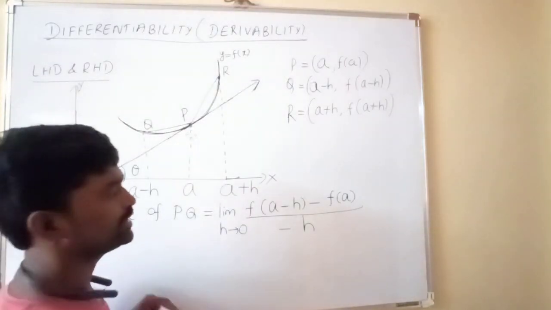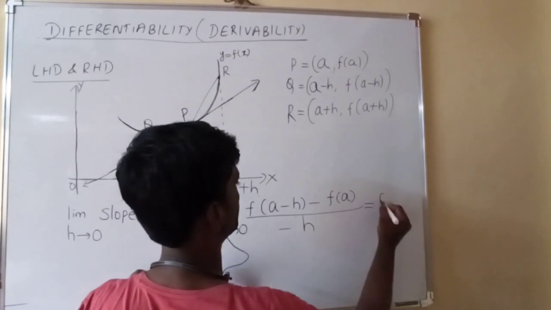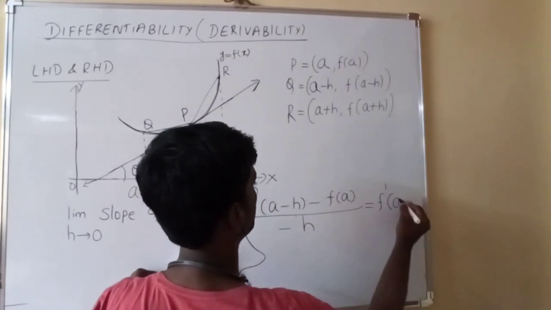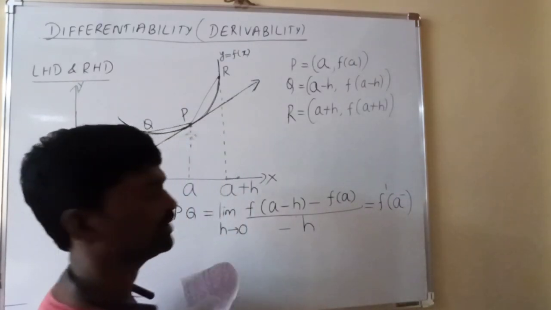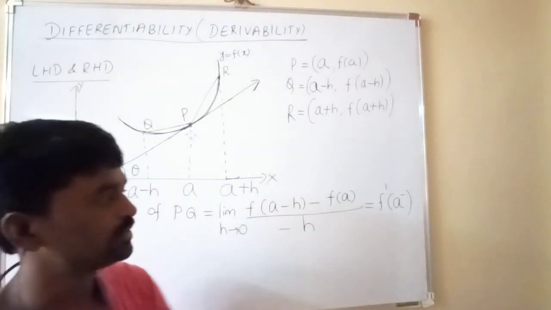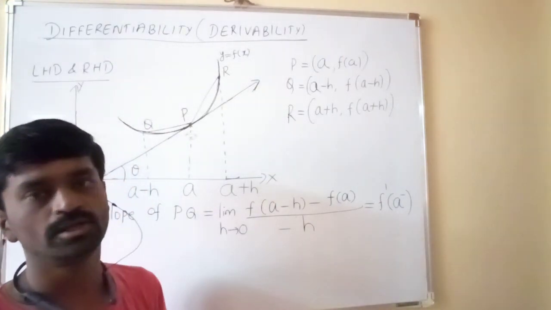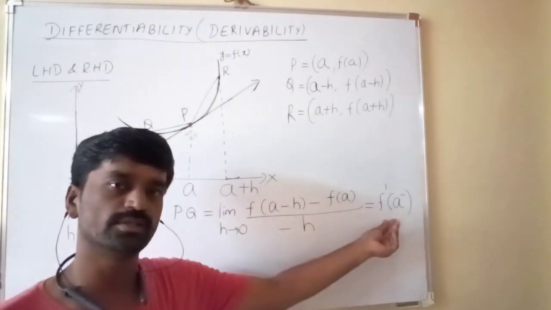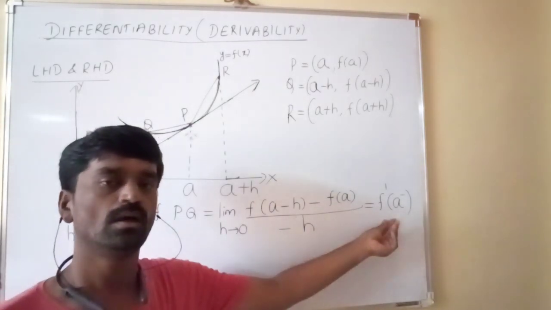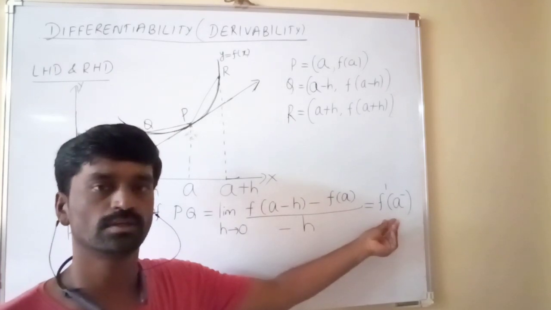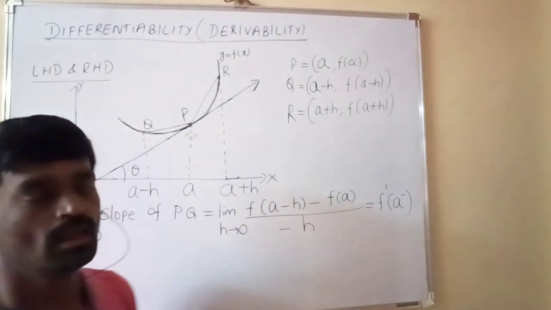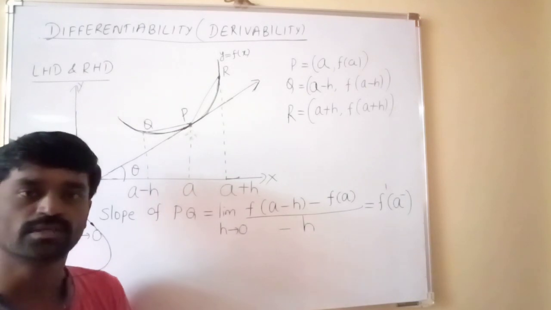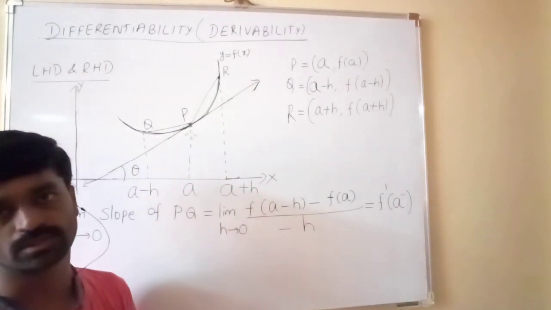If this limit exists and is finite, that finite limit is denoted by f dash of a minus, and this limit value is called the left hand derivative of the function at x is equal to a. This f dash of a minus is called the left hand derivative of the function f at x is equal to a, and in this case we say that f is left differentiable at x is equal to a.